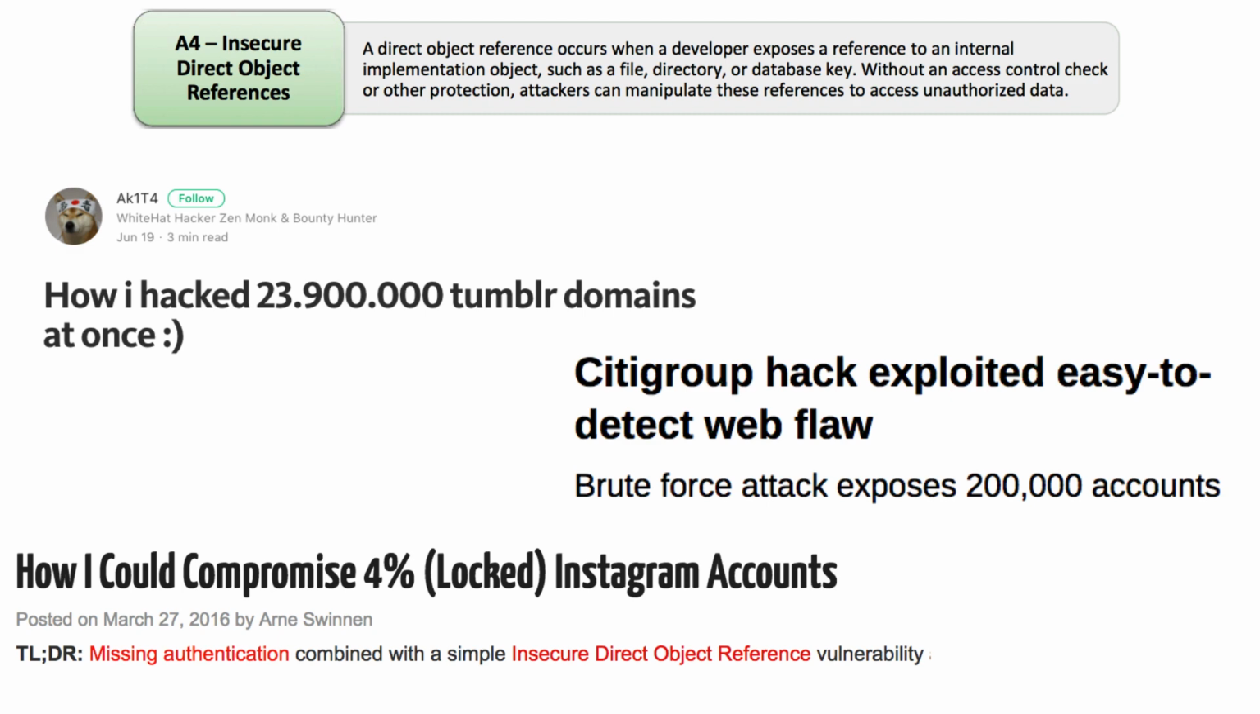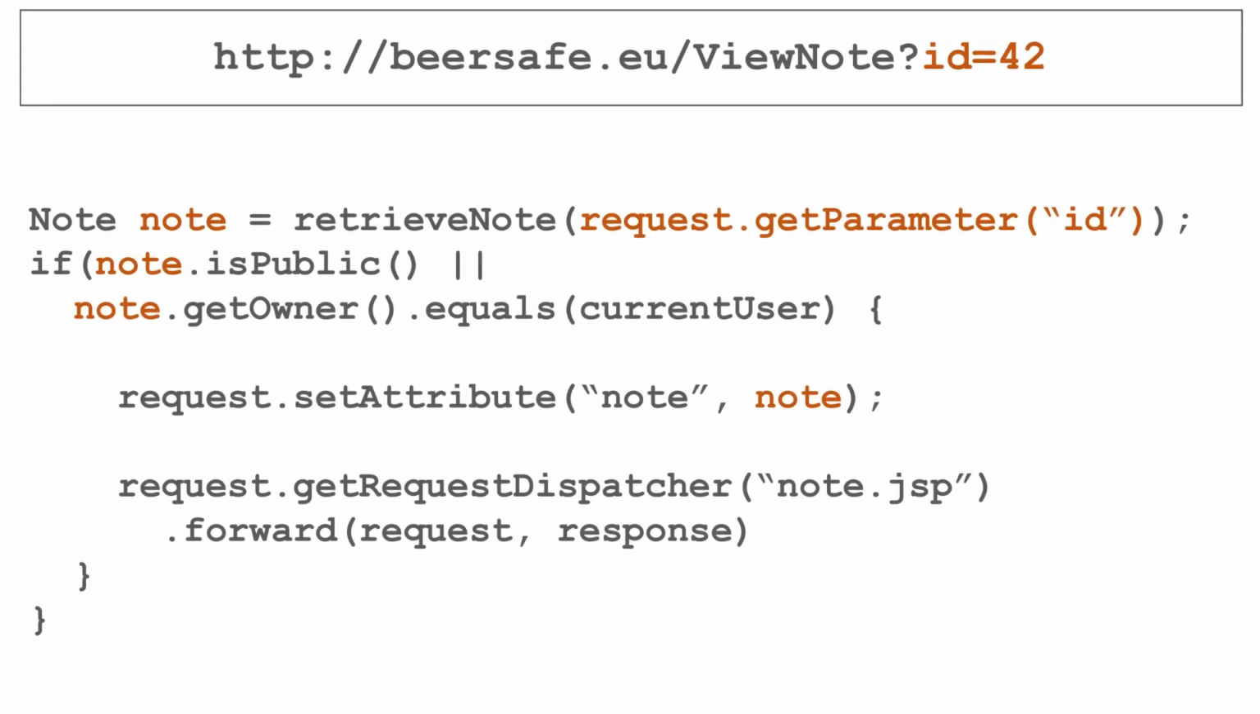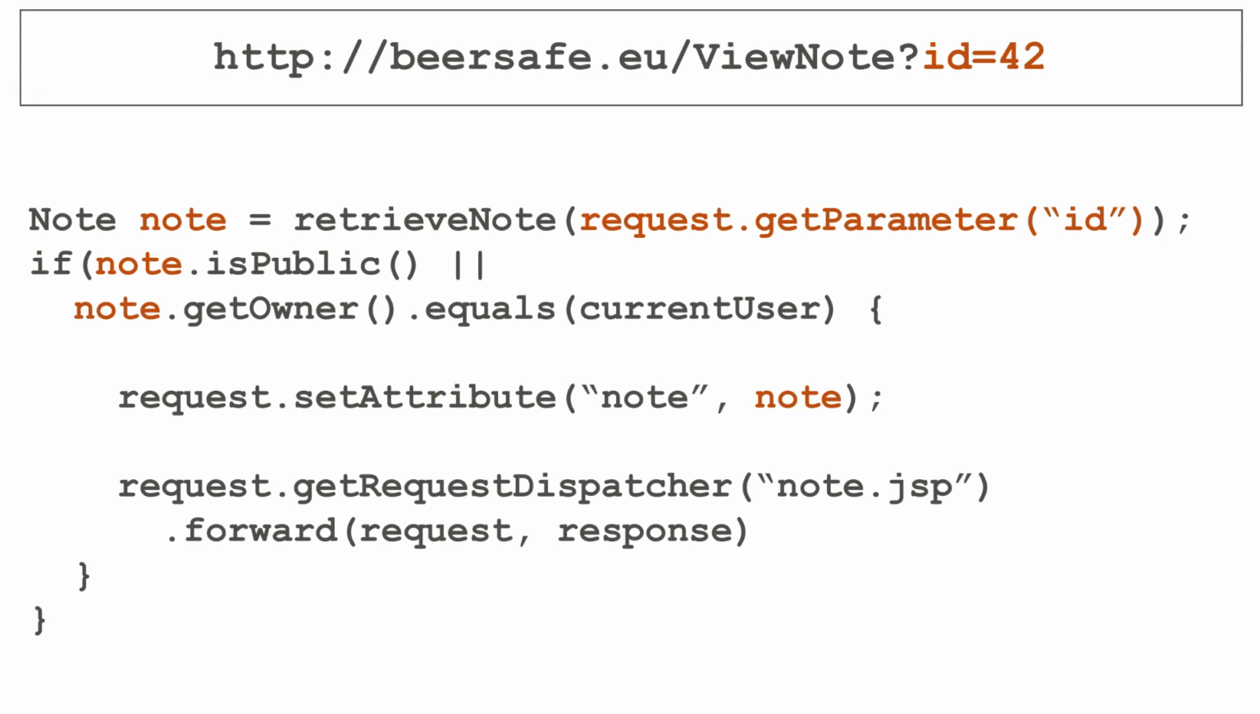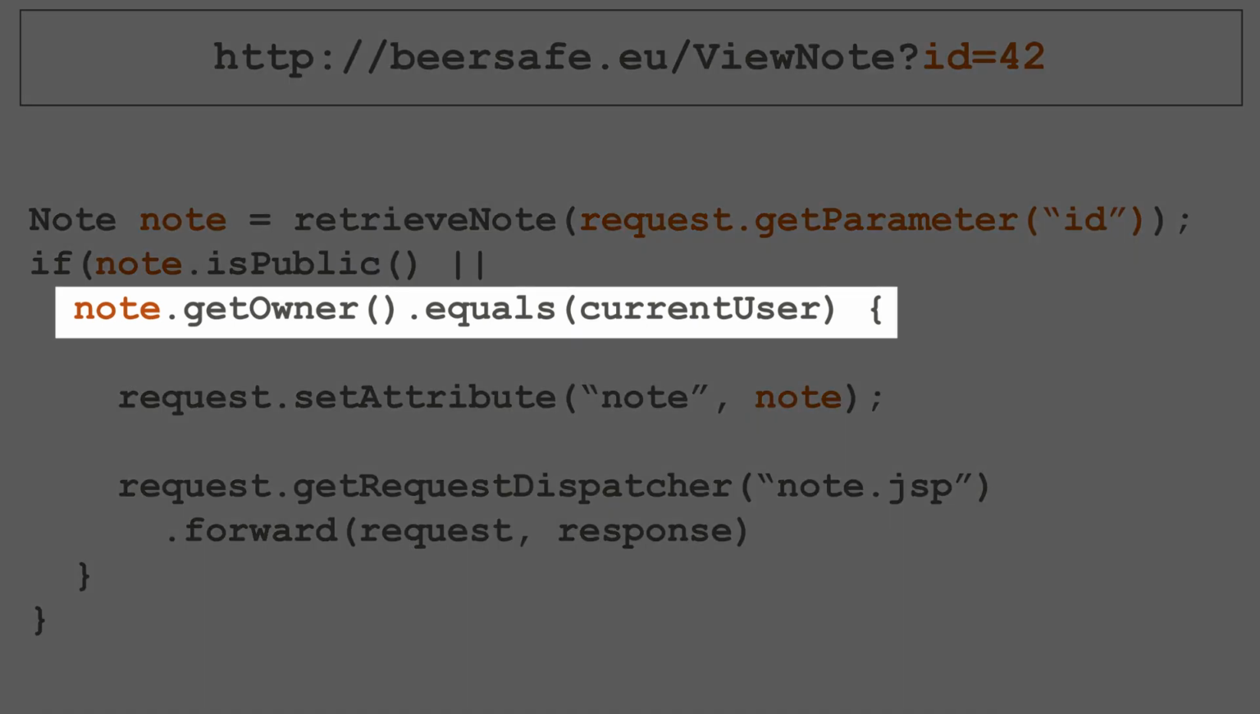The most obvious solution to this problem is to put proper authorization checks in place. In our beer save example, this comes down to the following checks. First, the application should check the visibility of the note. If the note is public, it can be returned. If not, then the application should check ownership of the note. If the user requesting the note is the owner of the note, access can be granted. In all other cases, access should be denied.